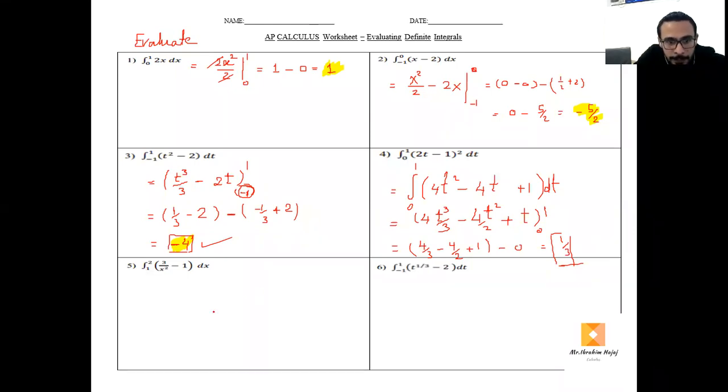I don't know why people aren't attending. Number 5. From 1 to 2 of 3 over x squared. Fares Matar. Very useful.